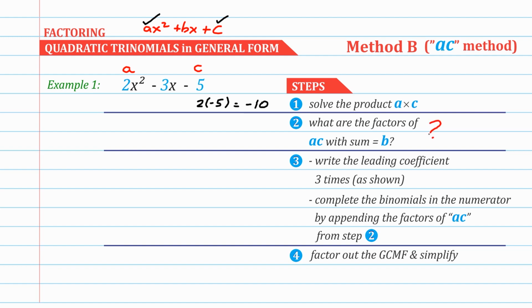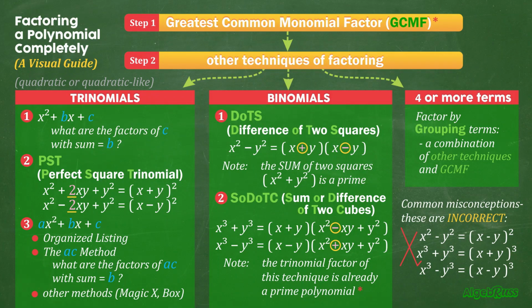Mukha bang pamilyar yung question na yan? What are the factors of AC with sum equal to B? Remember our visual guide? This is very similar to our first case in factoring trinomials. Let's recall here. In this part of a tutorial series, we were trying to factor trinomials with leading coefficient equal to 1. And the shortcut question is, what are the factors of C with sum equal to B?